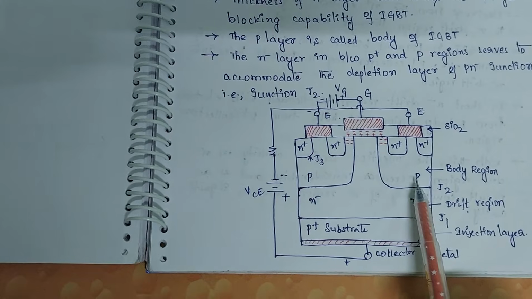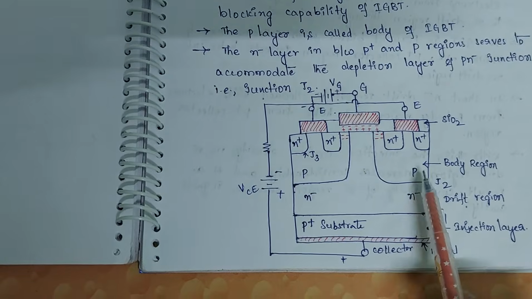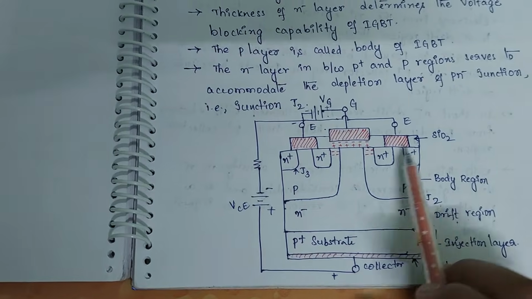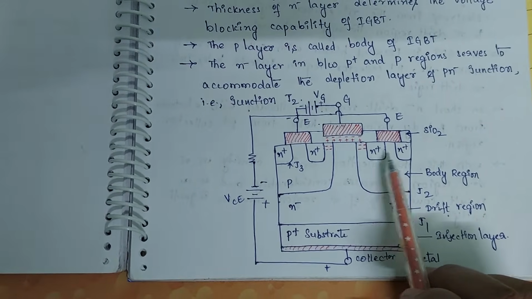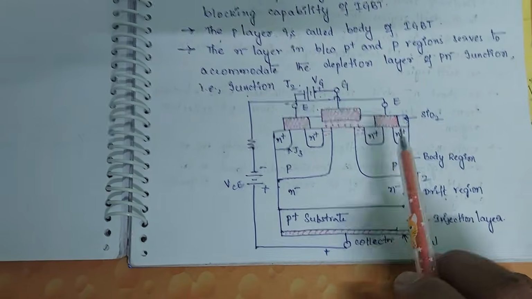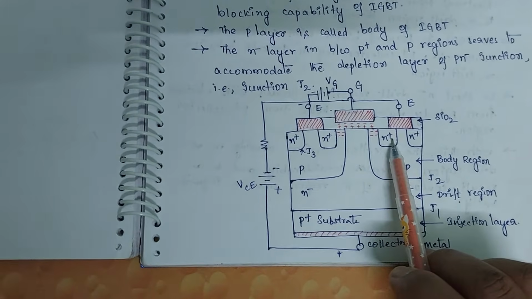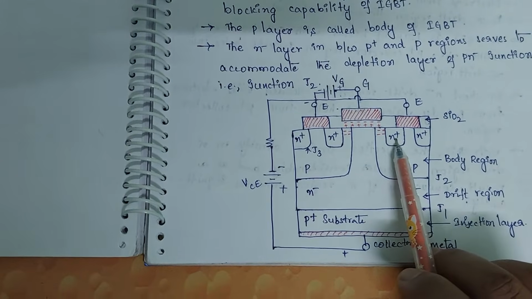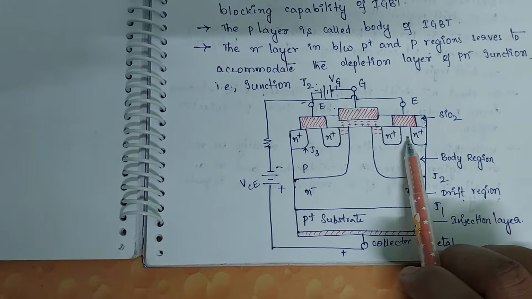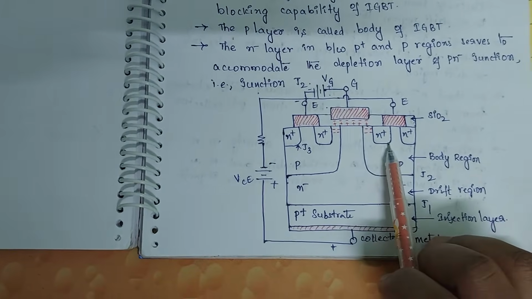And onto this we are going to have a moderately doped P region, which is going to be called the body region. And onto this we are going to diffuse the N plus layer like this. So the N plus layer is going to be diffused into the body region, and the emitter terminals are going to be connected to this N plus substrate. Heavily doped N region is connected to the emitter terminals with the SiO2 layer as shown. So the SiO2 layer is connected in between the emitter and the N plus substrates.